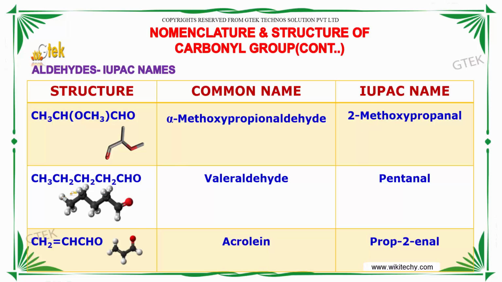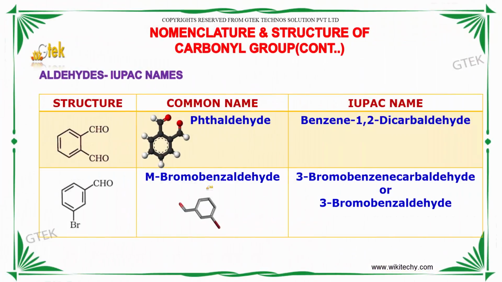While talking about CH3CH2CH2CH2CHO, its common name is valeraldehyde and its IUPAC name is pentanal. CH2=CH-CHO has a common name acrolein and IUPAC name as prop-2-enal. Now let us study the IUPAC names of certain aromatic compounds. This structure here has a common name phthaldehyde and IUPAC name as benzene-1,2-dicarbaldehyde.